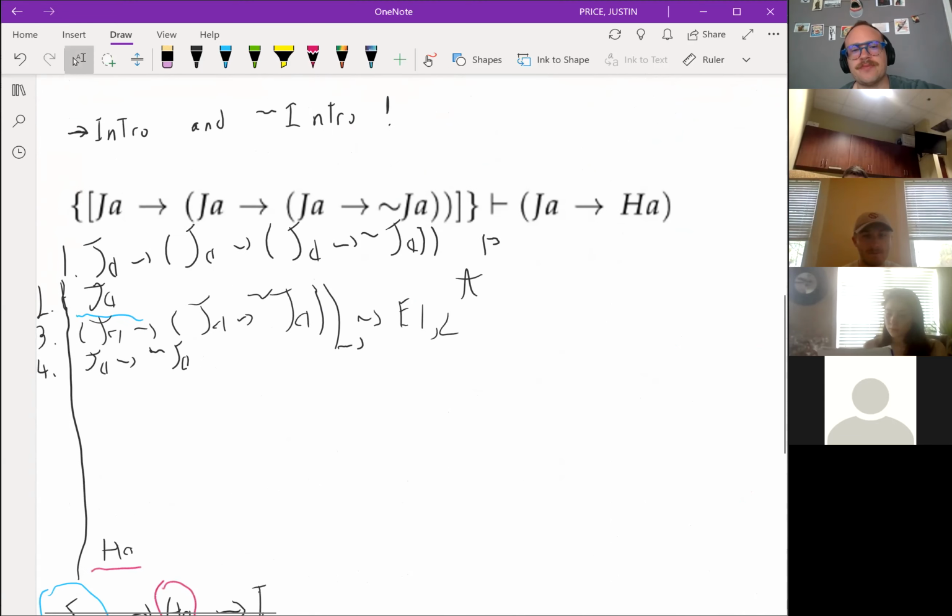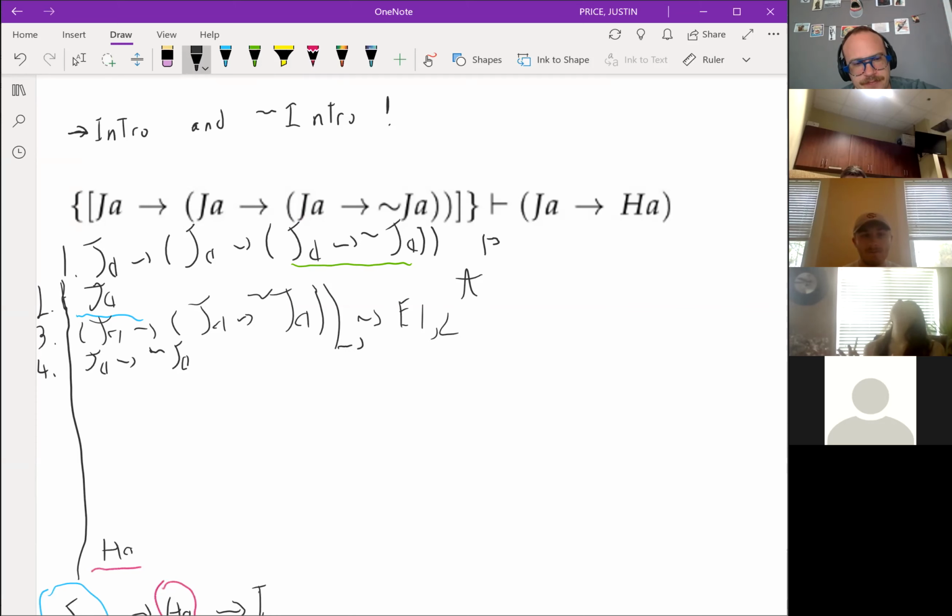So there actually is a contradiction in this first premise. That JA, not JA. So if we can unpack that and get JA separate and not JA separate, we'll be able to use that negation introduction rule to introduce whatever we want into our derivation.